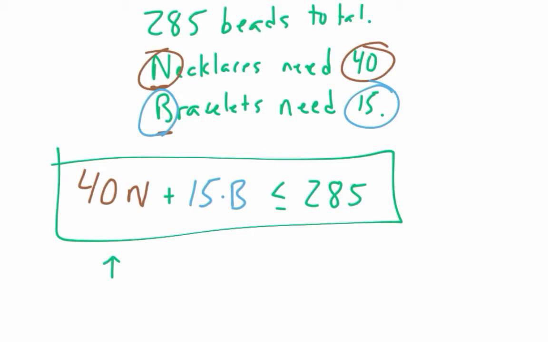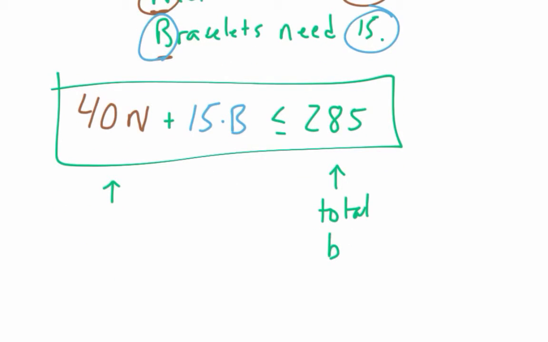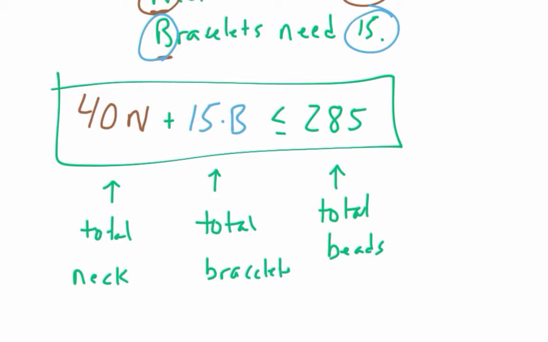I'd look at it this way. This is like the total beads. This is how my brain looks at it. Total beads. So if you want to figure out how you get that total beads, this is just the total for the necklaces. This here's the total for the bracelets. If you do the total for the necklaces plus the total for the bracelets, that could equal the total beads, but it's more just to say you have to be less than or equal to that.